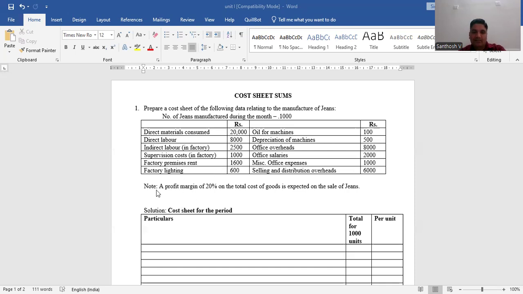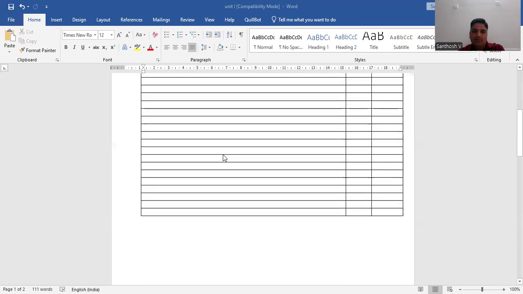Before that, you can see that a note is also given in this question. Note: a profit margin of 20% on the total cost of goods is expected on the sale of jeans. Here we can identify that in the cost sheet, before preparing it, we have to identify the proforma, which I am going to discuss with you. See, the sales is not given in the question directly. Indirectly it is given: based on the total cost you get, we need to calculate the 20%. Then we will come to know what the profit is. So before starting this sum, I am going to discuss the proforma of the cost sheet.